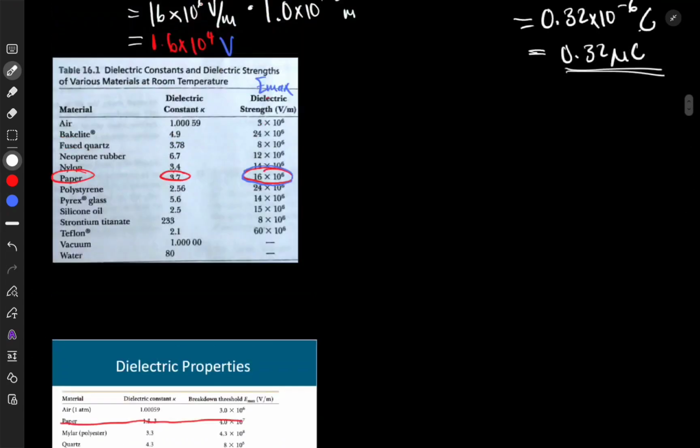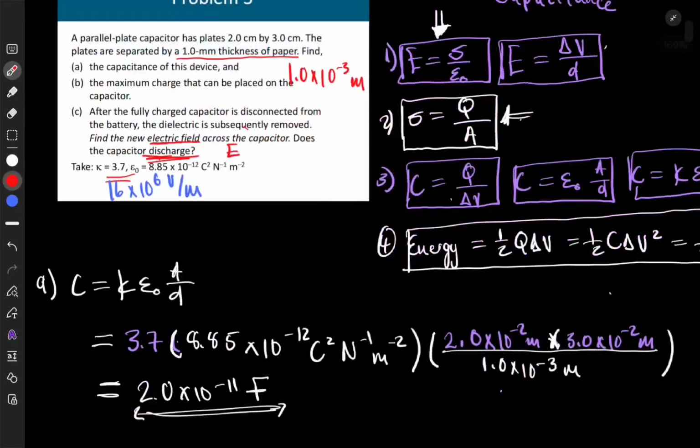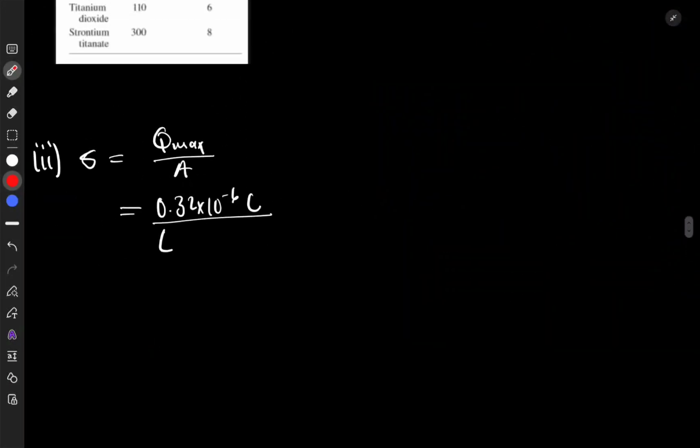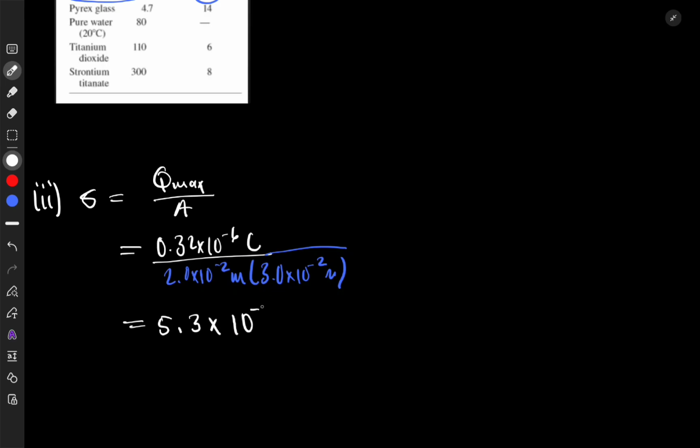Area, we found it to be, you multiply the two dimensions, right? This thing is 2 centimeters by 3 centimeters. So you say 2 centimeters by 3 centimeters. It is 2.0 times 10 to the negative 2 meters, then you multiply by 3 times 10 to the negative 2 meters. We get these two, so you put this in your calculator. And the solution we get in this situation is 5.3 times 10 to the negative 4 coulombs per square meter.